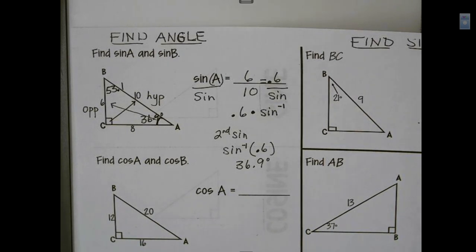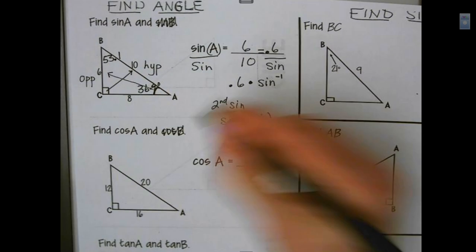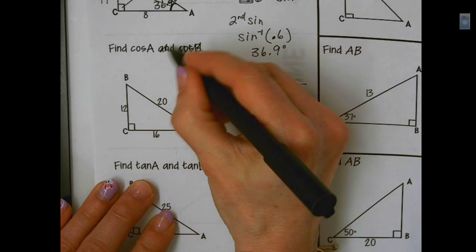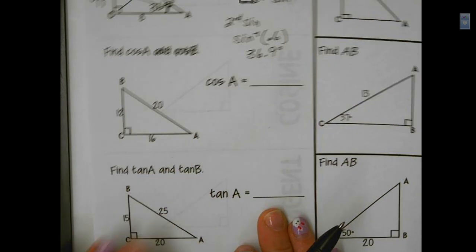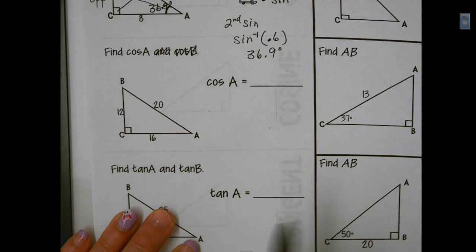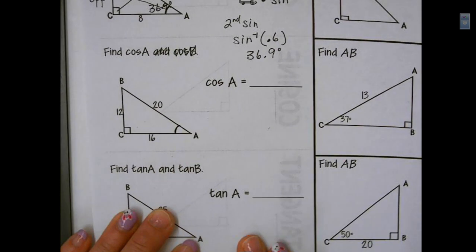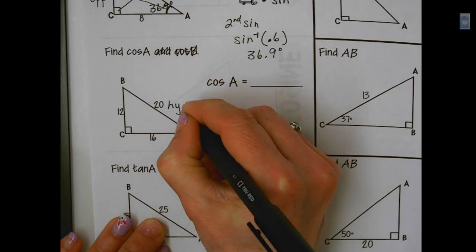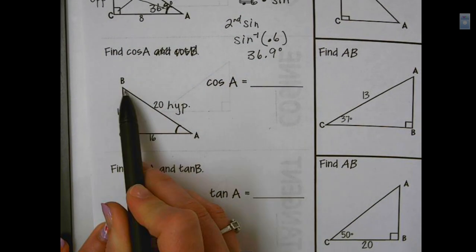Okay, so let's take a look at cosine. We're just going to find cosine A here. Your worksheet should be okay. We're just finding one, we're not finding two different ones. All right, so cosine says that we are going to take adjacent divided by the hypotenuse. So again, I'm going to mark angle A. Now this time, obviously this is the hypotenuse, so I'm going to go ahead and label that. Adjacent means it's the other side that's attached with the hypotenuse.